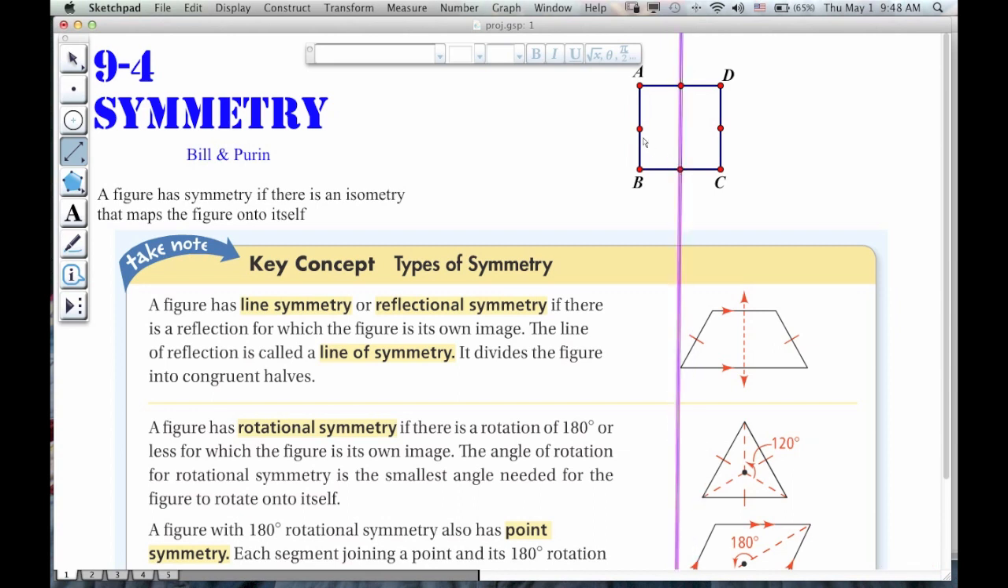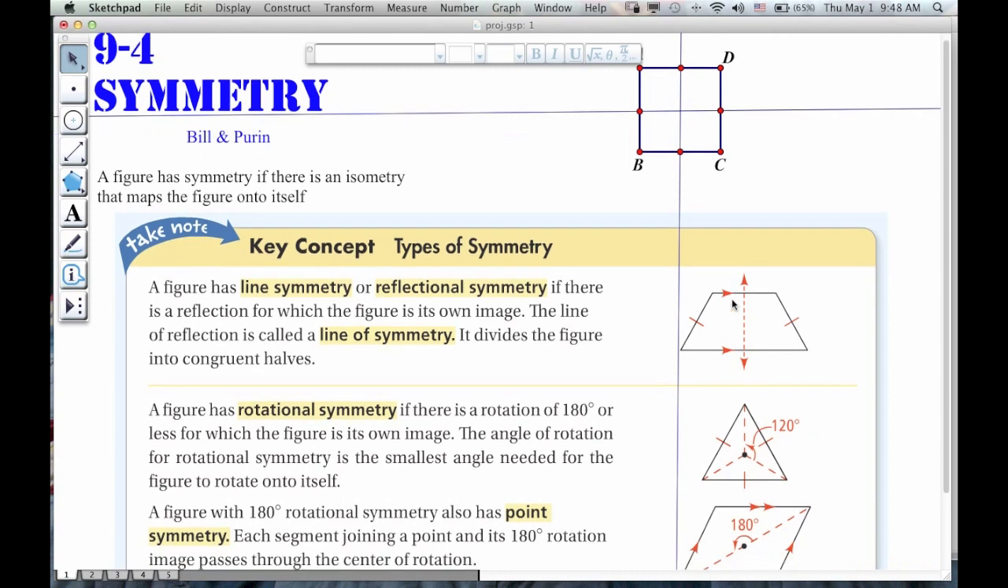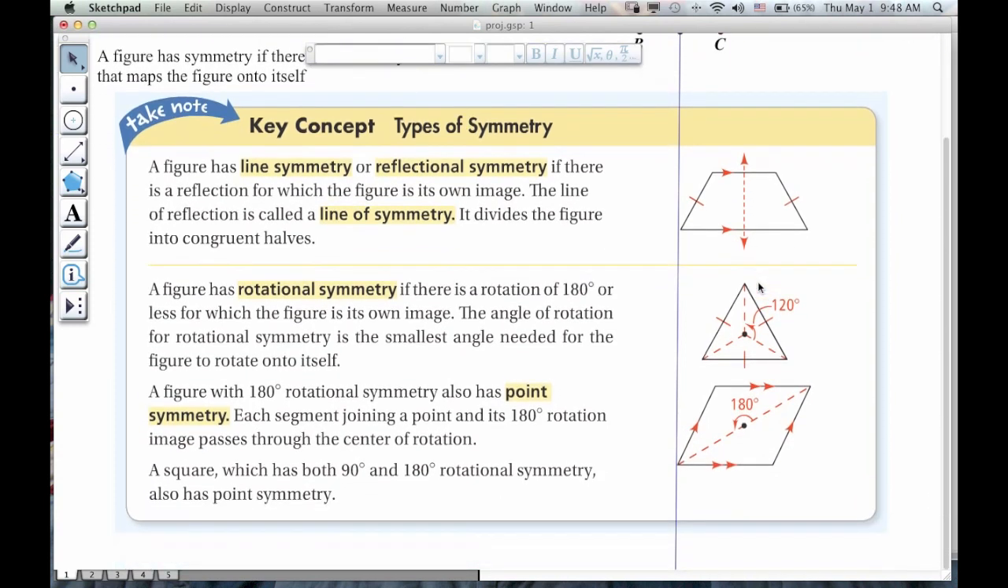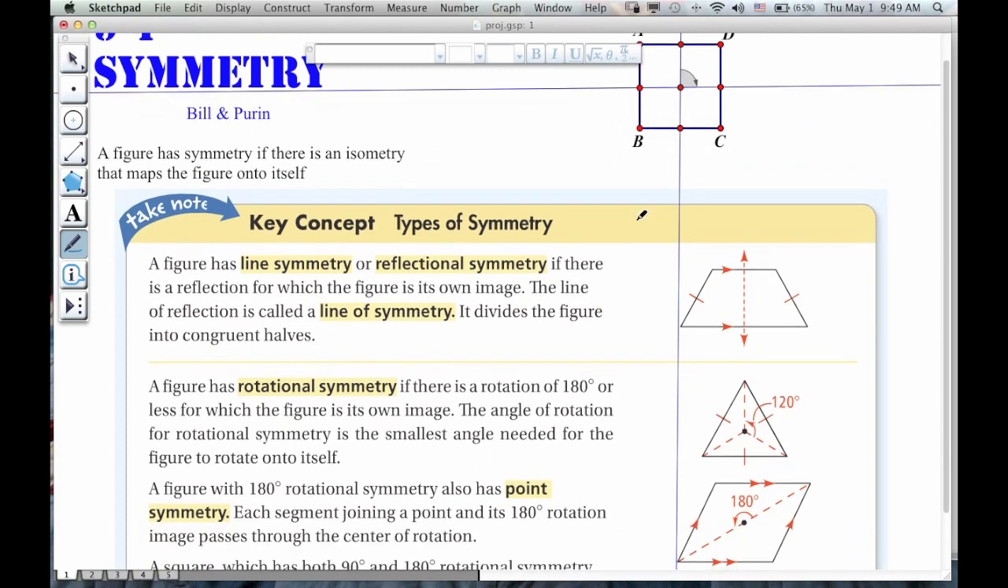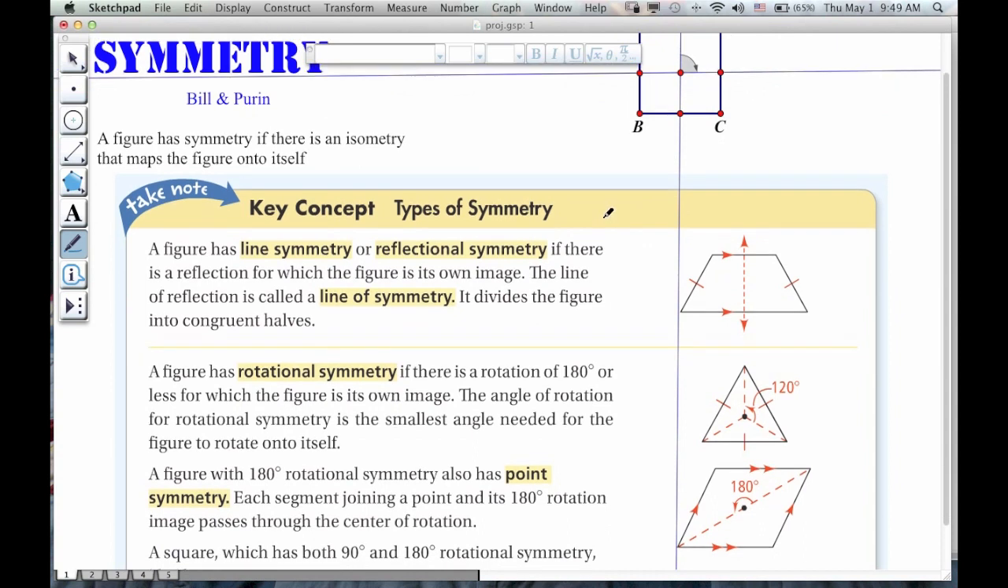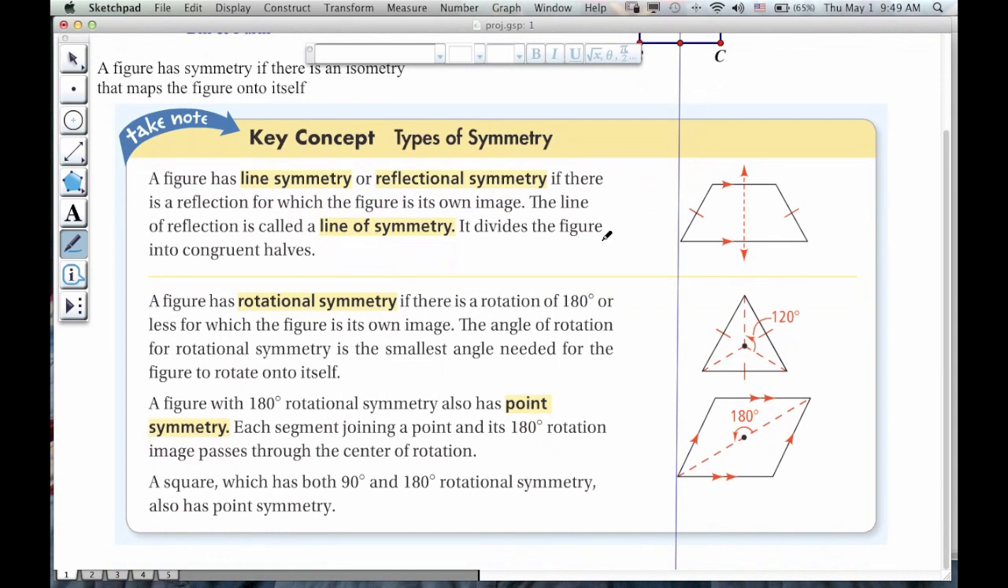So at the right, as you can see, the lines are lines of symmetry, which are lines that divide the figure into congruent halves. So a figure can have many lines of symmetry. These lines can be vertical, horizontal, or even diagonal. The second type of symmetry is rotational symmetry. A figure has rotational symmetry if there is a rotation of 180 degrees or less, for which the figure is its own image. So at the right, these lines also act as lines that create rotational symmetry. So a square has rotational symmetry of 90 degrees.